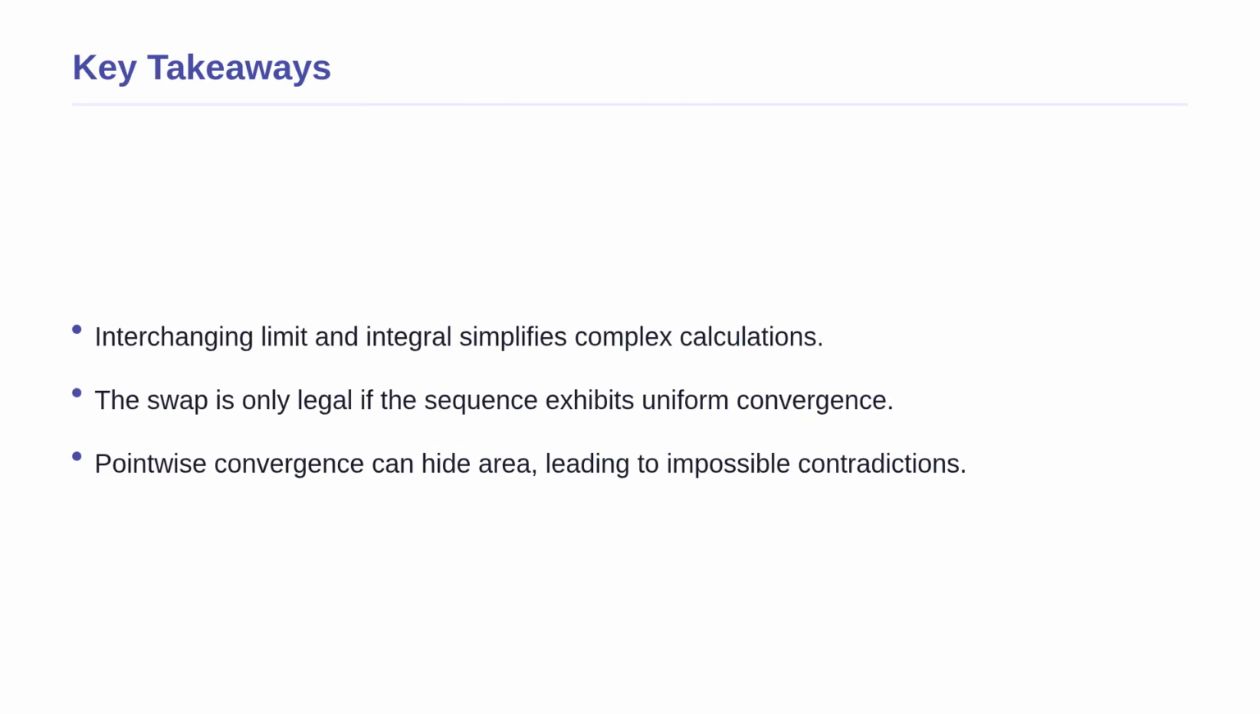To summarize our lecture, the interchange of limit and integral is a powerful tool for simplifying impossible calculations in advanced engineering and probability. However, this swap is only mathematically legal if the sequence of functions exhibits uniform convergence. If they only converge pointwise, rogue spikes can hide area, causing the two calculation methods to yield completely contradictory results. Always verify uniform convergence before swapping.